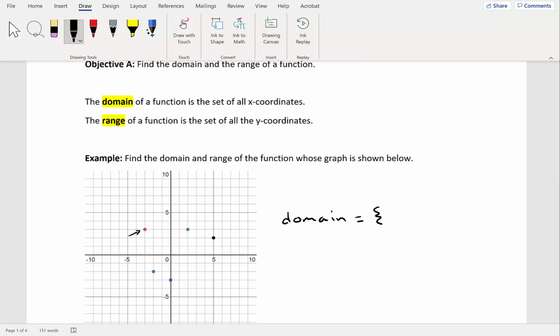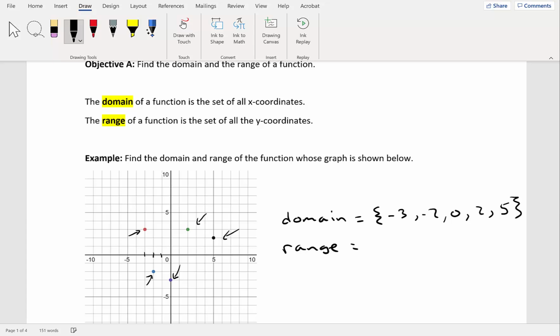For this particular point, our x value is negative 3. Then our second point right over here, our x value is negative 2. Then we have this point, the x value there is 0. We have this point, the x value there is 2. And for this last point, we have 5. And now we have our domain.